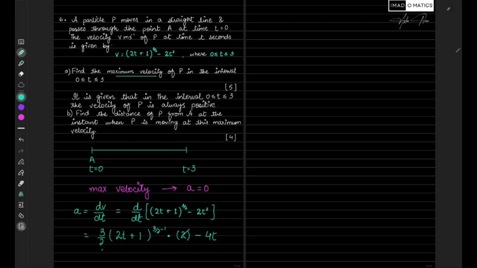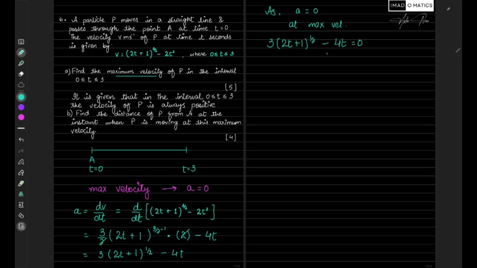Now let's simplify this. The 2 is cancelled out and we are left with 3 times 2t plus 1 to the power 1/2 minus 4t. Now put this equal to 0, as we know acceleration must be 0 at maximum velocity. So 3 times 2t plus 1 whole power 1/2 minus 4t equals 0.